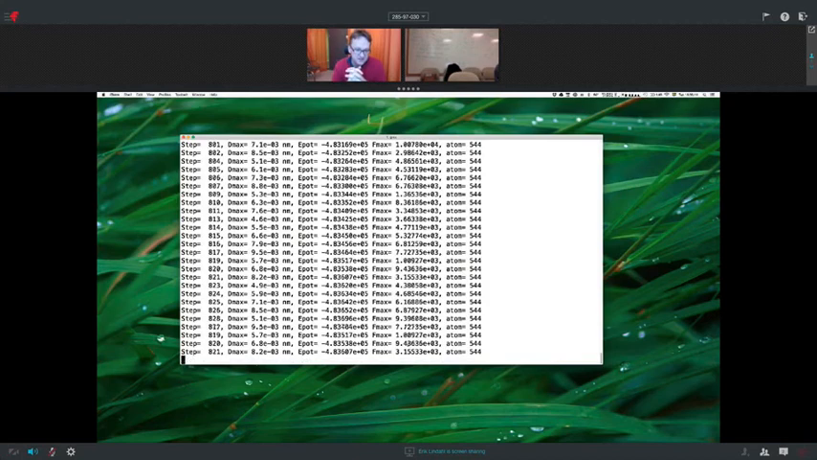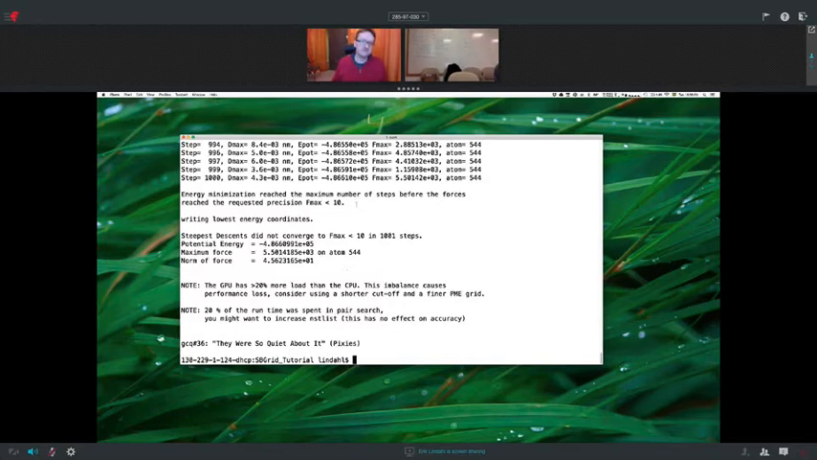The largest forces here are in the ballpark of 1,000 kilojoules per mole per nanometer. Yes, the program will say here that we reached the maximum number of steps before the forces reached the requested value, but again, the point here is not to find a perfect minimum, but rather to get away from all those imperfect maximums. I could show you the beginning and end states here, but they will look virtually exactly the same.